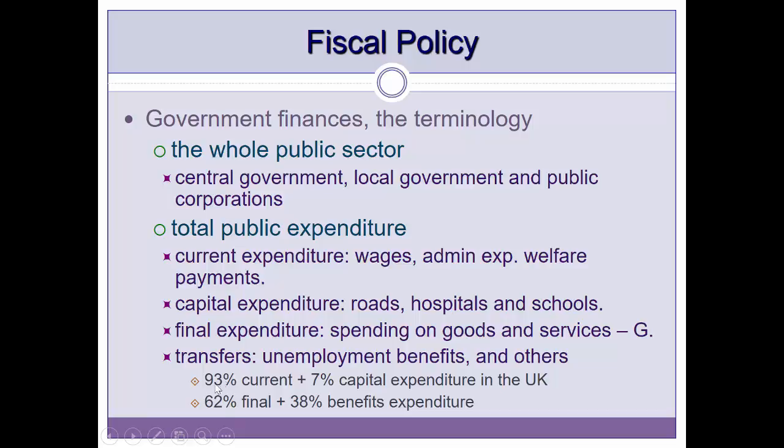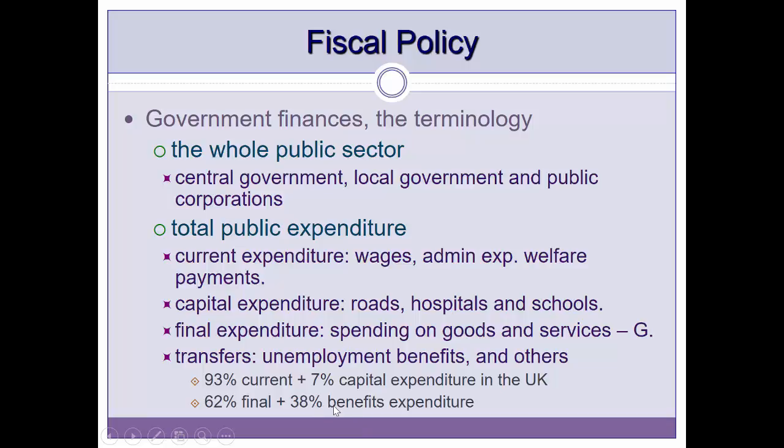Now, another way of looking at it is splitting the expenditure into final expenditure and transfers. This would imply that apparently 62% of the expenditure is final expenditure, so that's spending on goods and services, and 38% on benefits. Now, benefits are huge. It looks like the UK government is paying a huge amount in benefits transfers. So this could include all the benefits that households receive, or unemployed people receive, or disabled people receive.